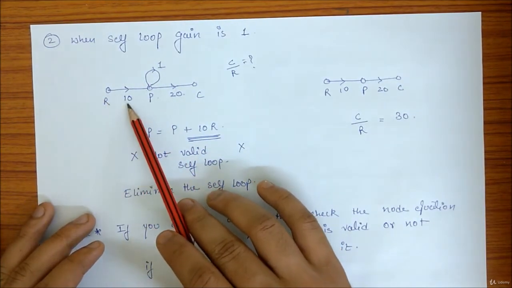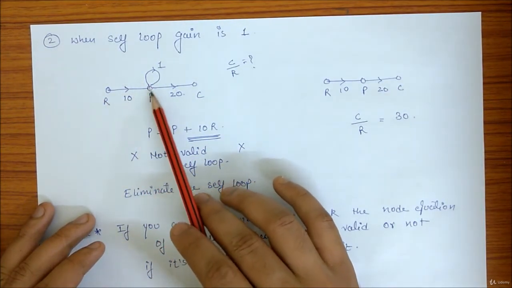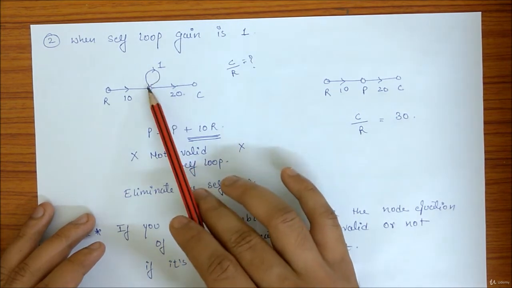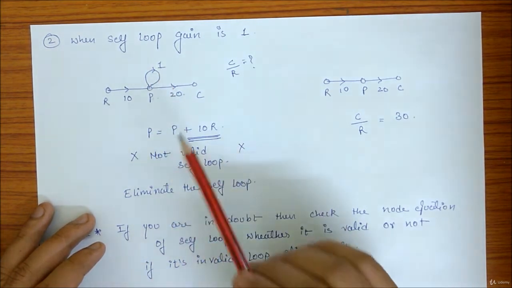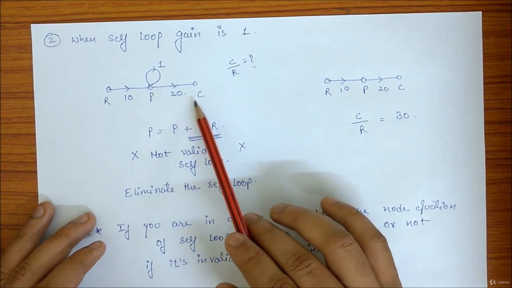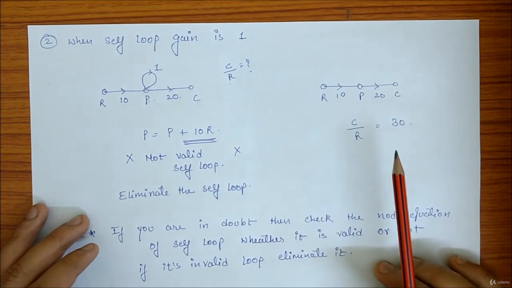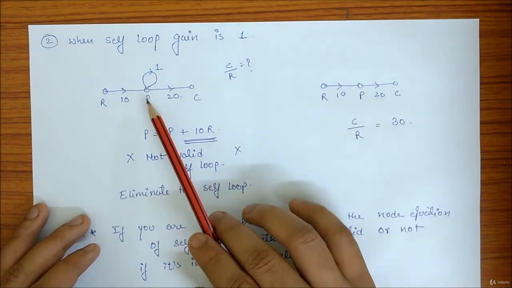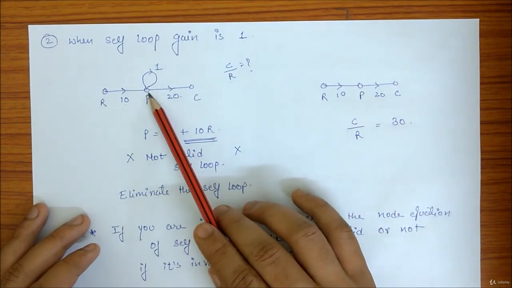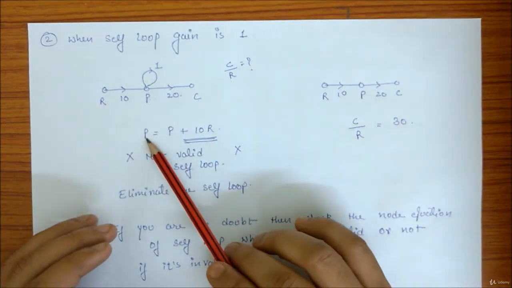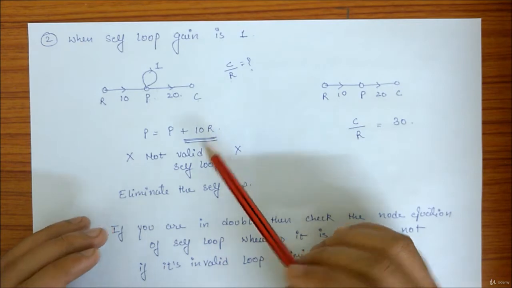This is my R, 10 is my path gain, P is the node, this node is called P. You have a self loop with gain 1, this path has gain 20, and C is my output. You have to calculate C by R. If you look at this node and write the equation, it will be P is equal to P plus 10R.